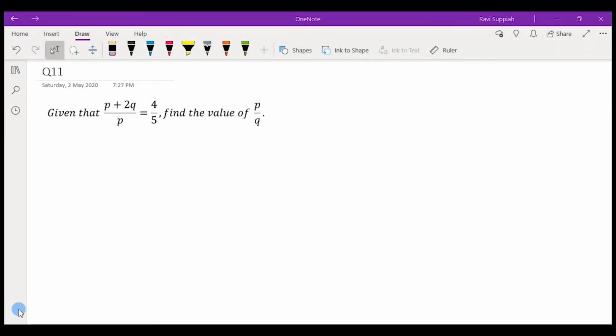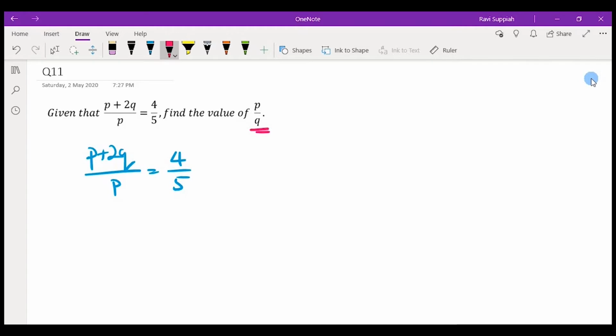Alright, let's look at this question over here. What we have is an expression that (p + 2q)/p = 4/5. Alright, and we are supposed to find the value of p/q. Now, how do we go about doing this?